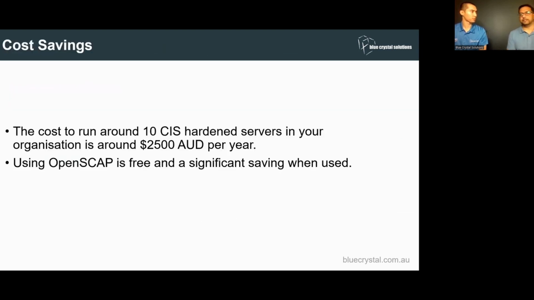And the cost savings. If you are on public cloud services like AWS and Azure and you're using CIS hardened images, you pay a small percentage for that, which, if you're running 10 CIS hardened images on AWS, is an extra of about 2,500 AUD per year. With OpenSCAP, it's free, so you've got a great cost saving per year when you're doing it via OpenSCAP. Right.